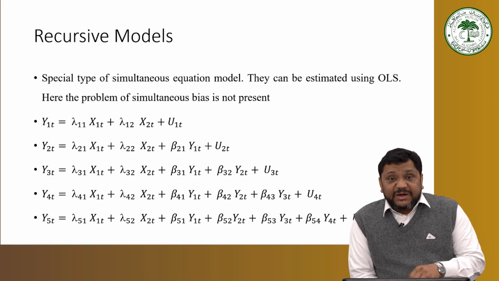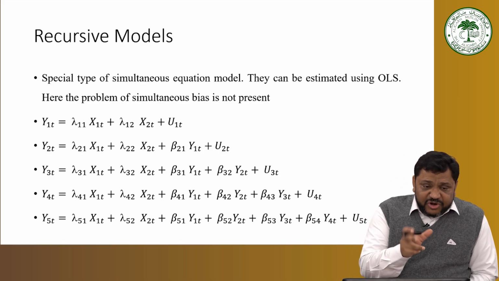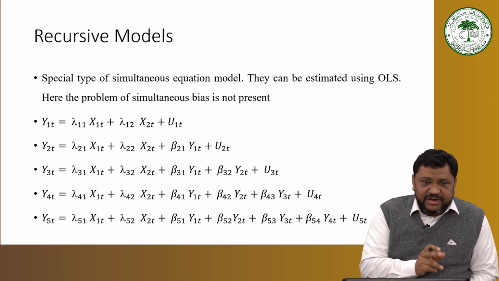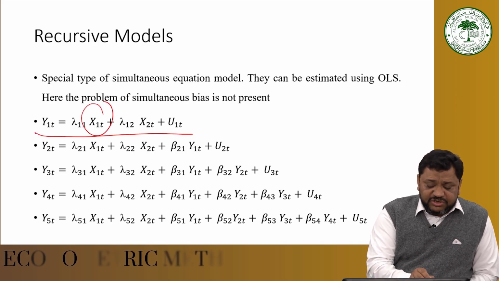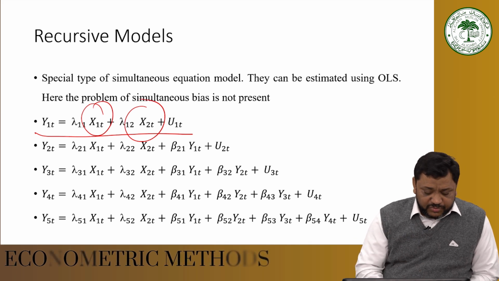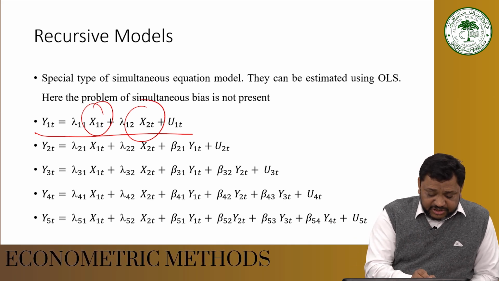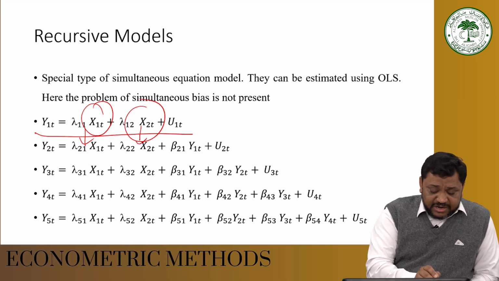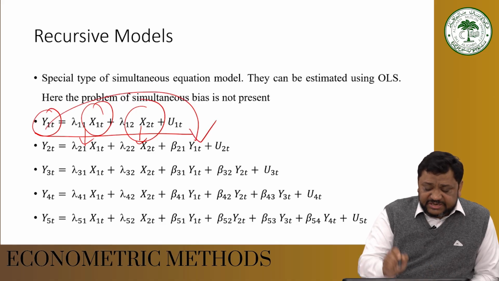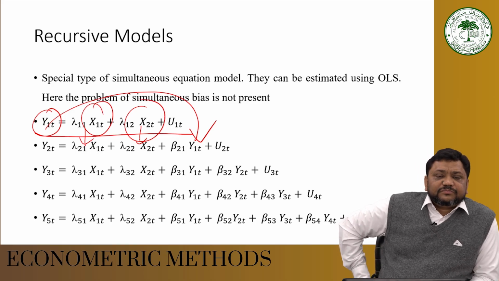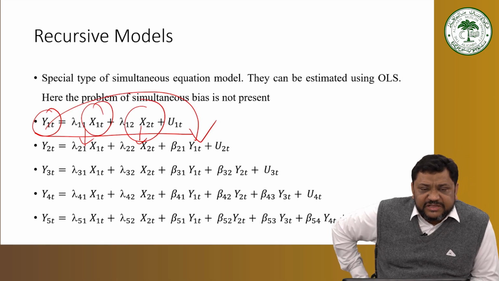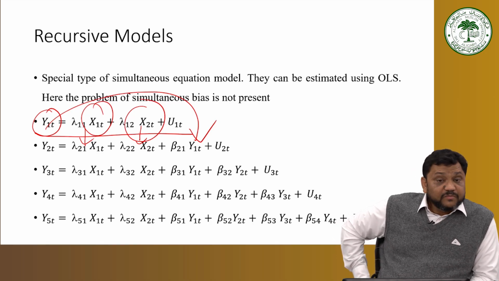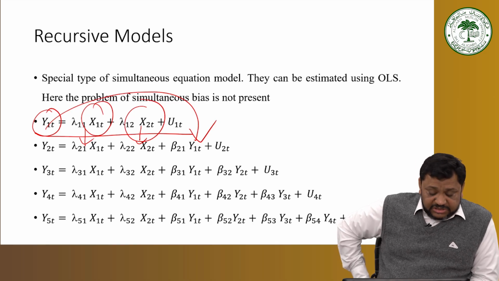Here the problem of simultaneity bias is not present, but it has a particular structure. See, y1t is equal to lambda 11 x1t plus lambda 12 x2t plus ut. In the first equation, both of these terms are exogenous. But when we come to the second equation, these two terms come as it is, but now y1t is also present as an explanatory variable. So the endogenous variable is also present in the second equation. In the first equation it was not there.